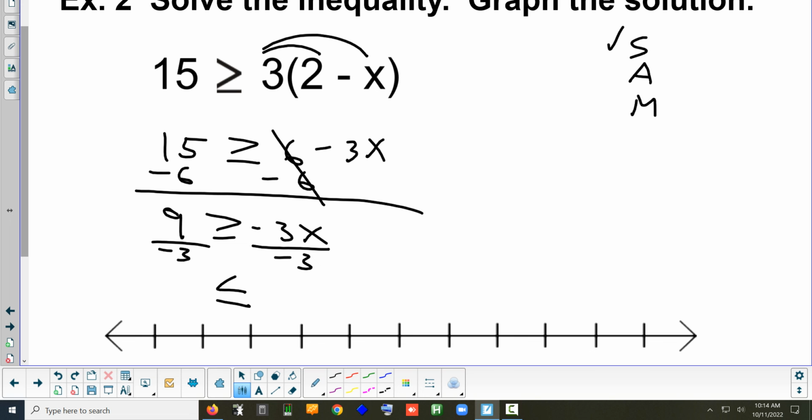And Natalie, what's 9 divided by negative 3? Negative 3. And negative 3 divided by negative 3, that part's gone. So there is our answer. And mathematically, there's nothing wrong with leaving the answer like that. That is correct. It's just not set up the way we would normally like it.